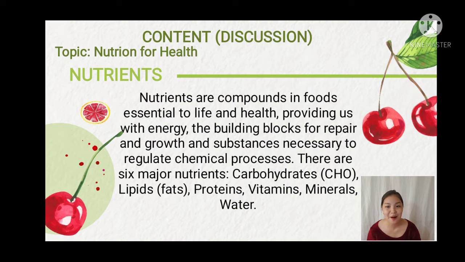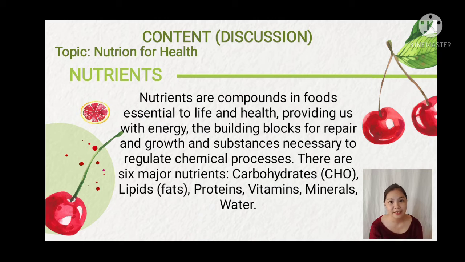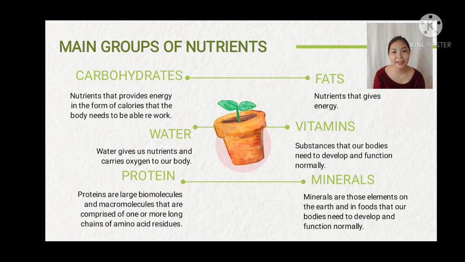Nutrients are compounds in foods essential to life and health, providing us with energy, the building blocks for repair and growth, and substances necessary to regulate chemical processes. There are 6 major nutrients. The following are they: carbohydrates, lipids, proteins, vitamins, minerals, and water. From now on, I am going to discuss the main groups of nutrients.